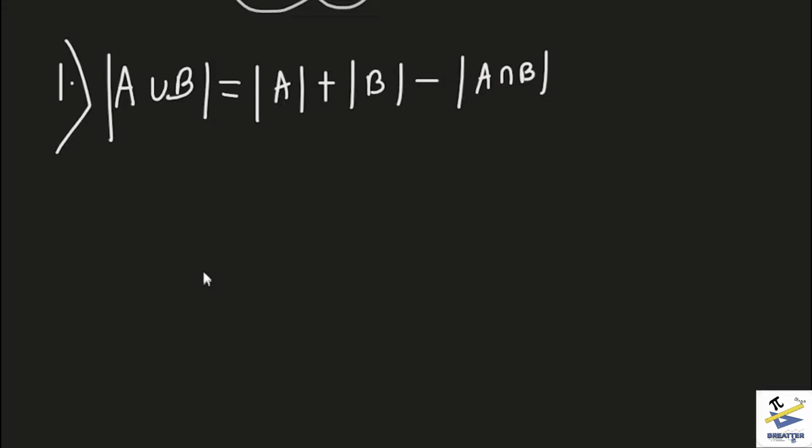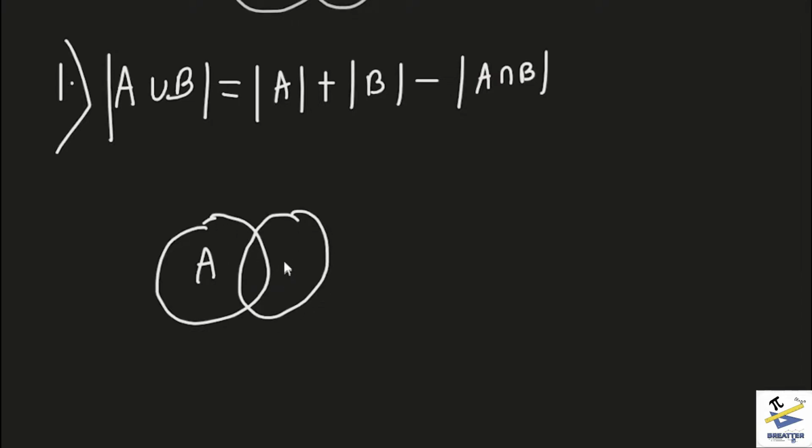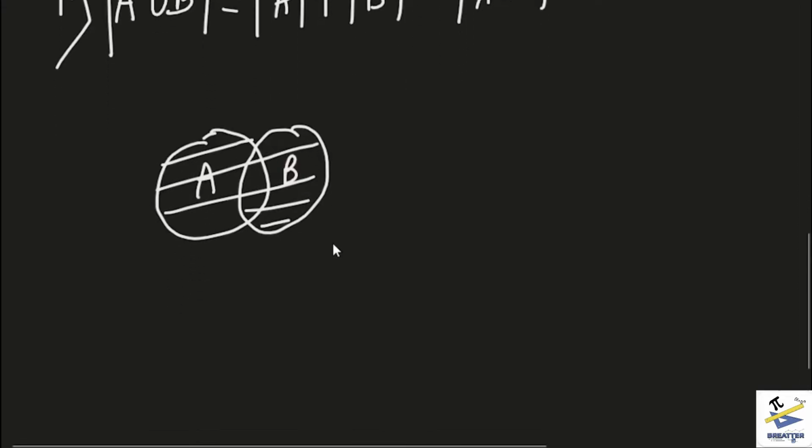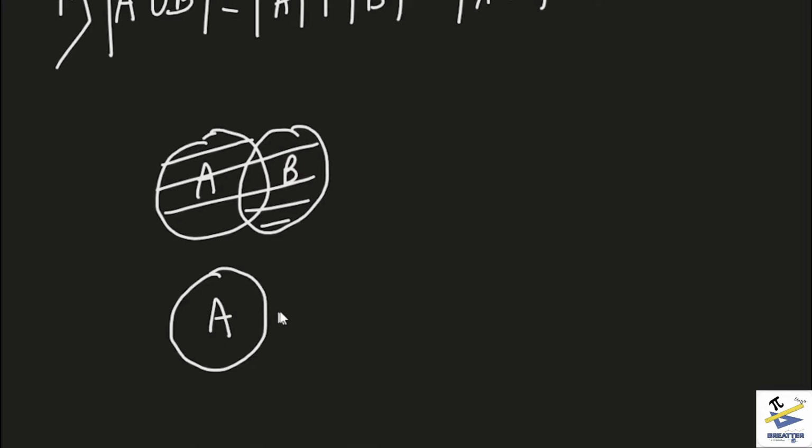Let's see. We can write a set A like this, and we can write a set B like this, and obviously when I say A union B, it means the whole of this, right? The whole thing. So it really means the whole thing. This whole thing is represented as A union B. We want to prove that this is equal to mod A plus mod B minus mod of A intersection B. So watch closely that this is mod A, right? So this is mod B.